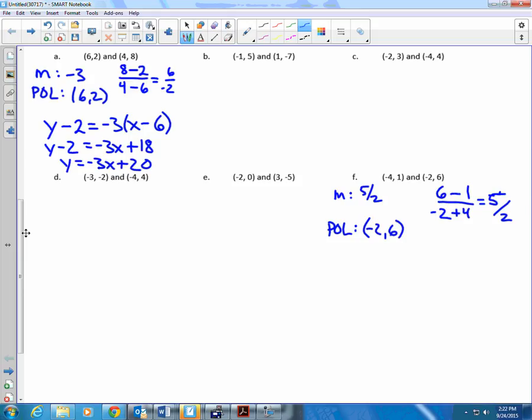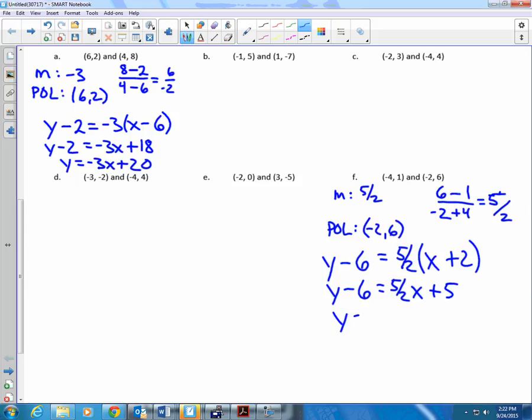Now I grab my big equation. Y minus what? 6. You could have used 1. That would be fine. Equals m, which is 5 halves, times x, what? Plus 2. Y minus 6 equals 5 over 2x. 5 times 2 is, divided by 2 is 5. Add the 6.